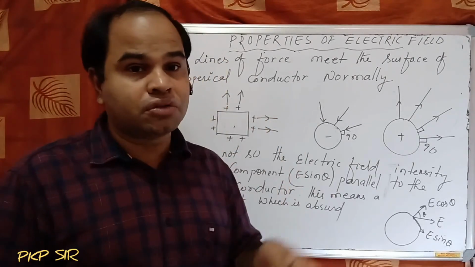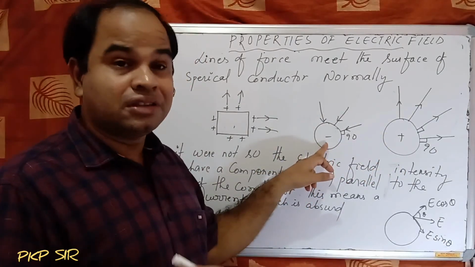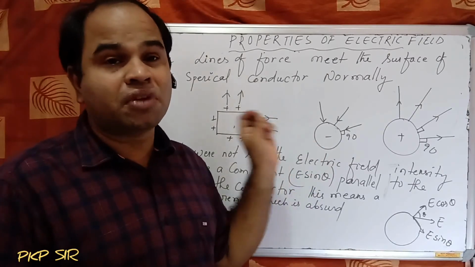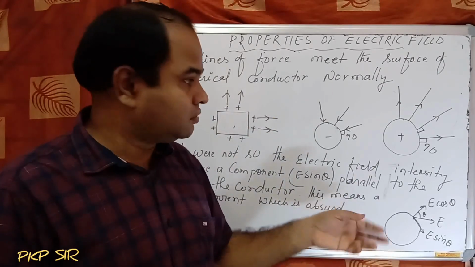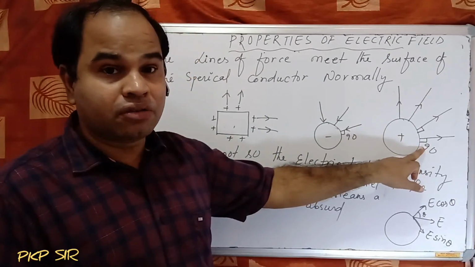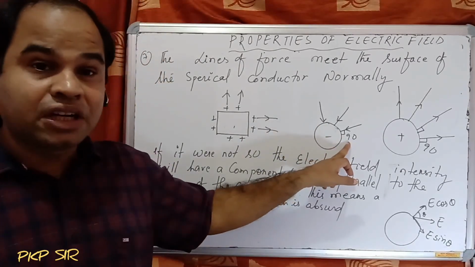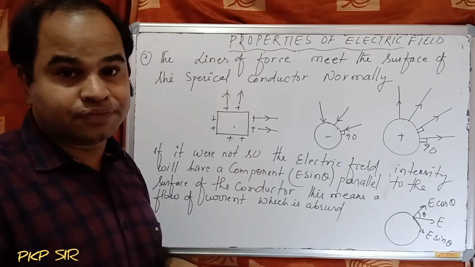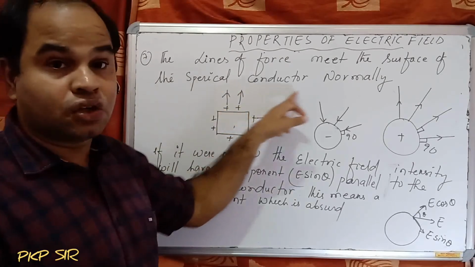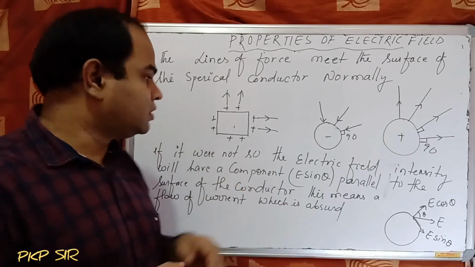When the field lines come out of the surface of the conductor, whether it is a positive or a negative charge, they come out normally, that is, perpendicularly. For positive, the field is outward and perpendicular to the surface. For negative, the field lines are inward and perpendicular to the surface of the conductor. The lines of force meet the surface of the spherical conductor normally.